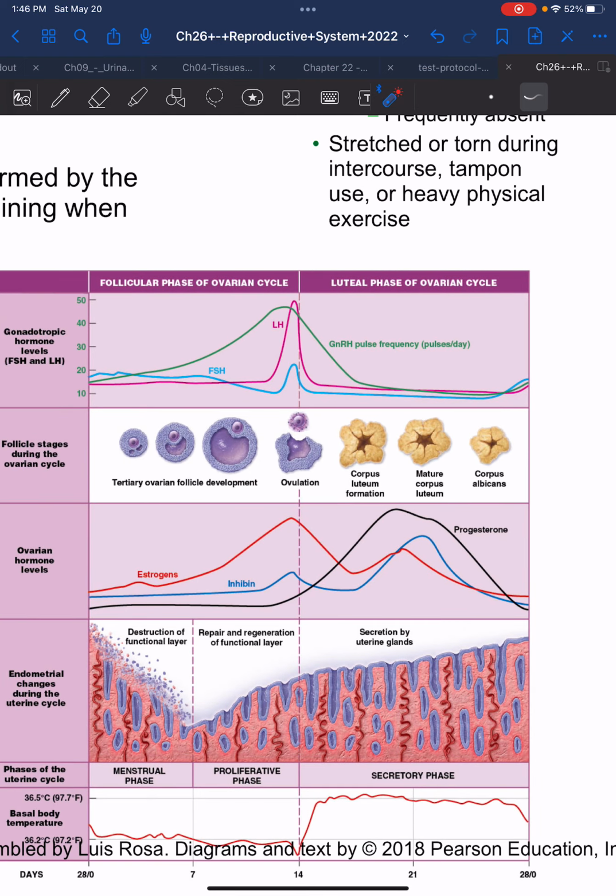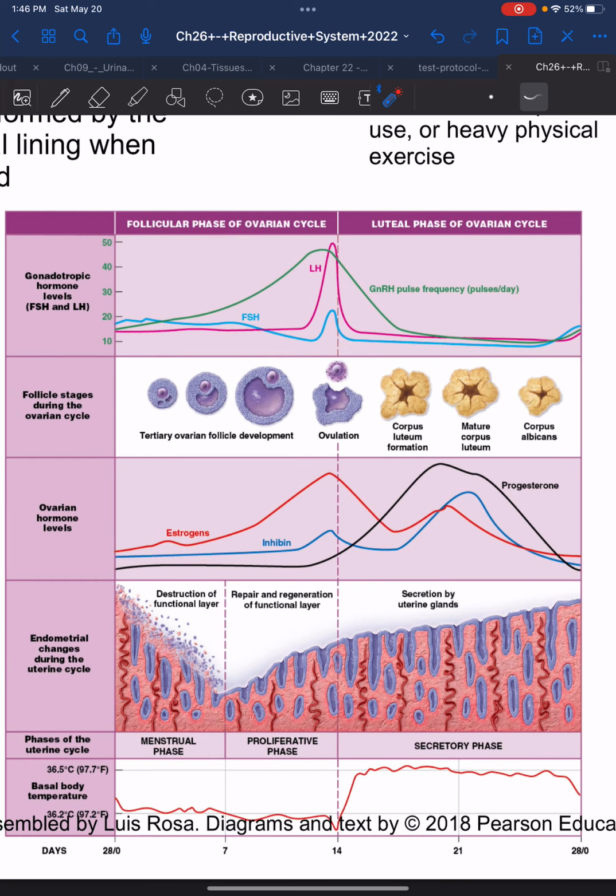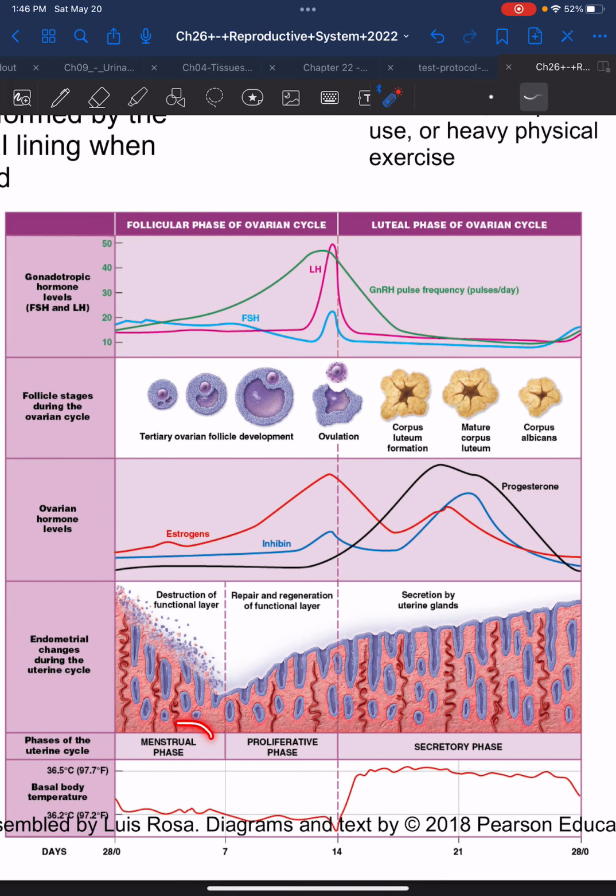Now, this image looks like a lot, but it really is simple. If you look at this segment, this is what we just discussed. We see the inner lining of the uterus is undergoing changes. Between day 0 and 7, we are in menstrual. Between 7 and 14, we are in proliferative. And then day 15 up to about 28, we have this perfect endometrium lining that has its spiral arteries and the uterine glands to secrete glycoproteins in order to support an embryo that lands within that space.